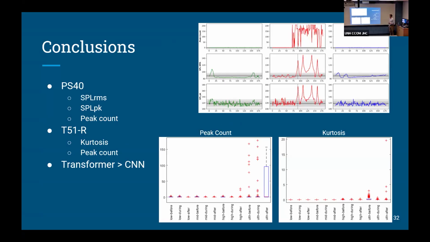A little bit of recap. What we've learned from this is PS40 amplitude and periodicity: you see definite correlation between exposure periods and the metrics. The T51-R, kurtosis, and peak count: you see a little bit of habituation in that dataset. And in general, the transformer performed better than the CNN, both in accuracy, precision and recall, and F1 scores.